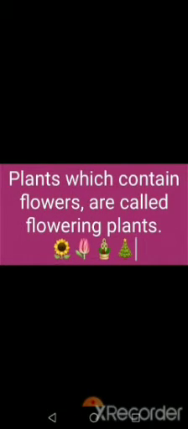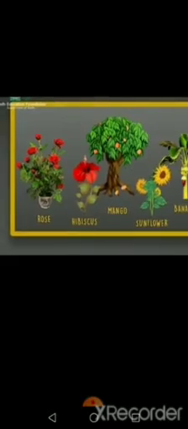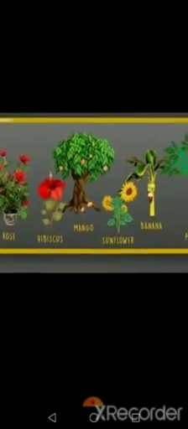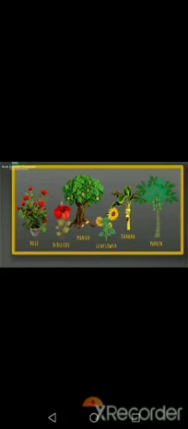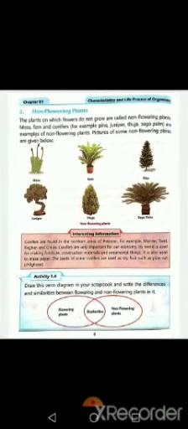Plants which contain flowers are called flowering plants. Like we have rose plant, hibiscus, mango tree, sunflower plant, banana tree, and papaya tree. These all plants have flowers, right? Yes. Okay, now come to the non-flowering plants.